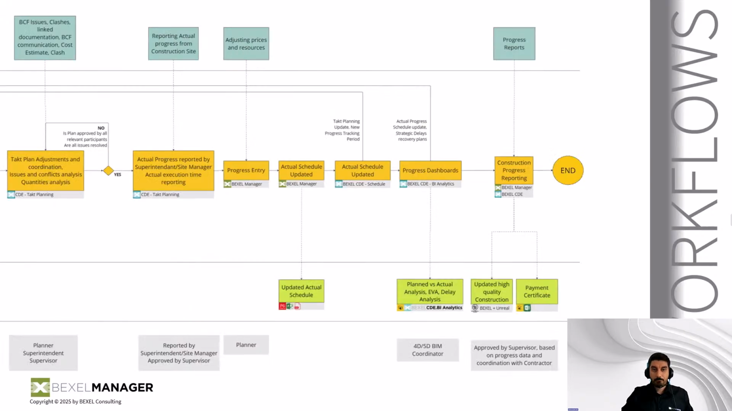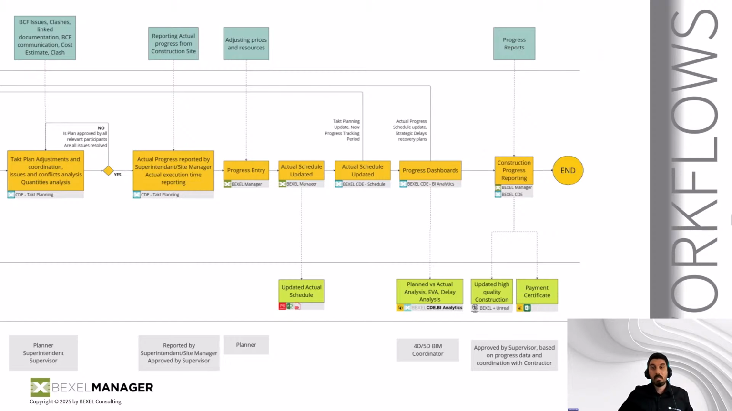After that, of course, we're going to go through the process of adjusting takt plans, developing takt plans, coordinating between different parties, and starting the progress tracking as the most important process within this workflow. So how people on site have ability to simply track progress and to report this progress back to the planning department.